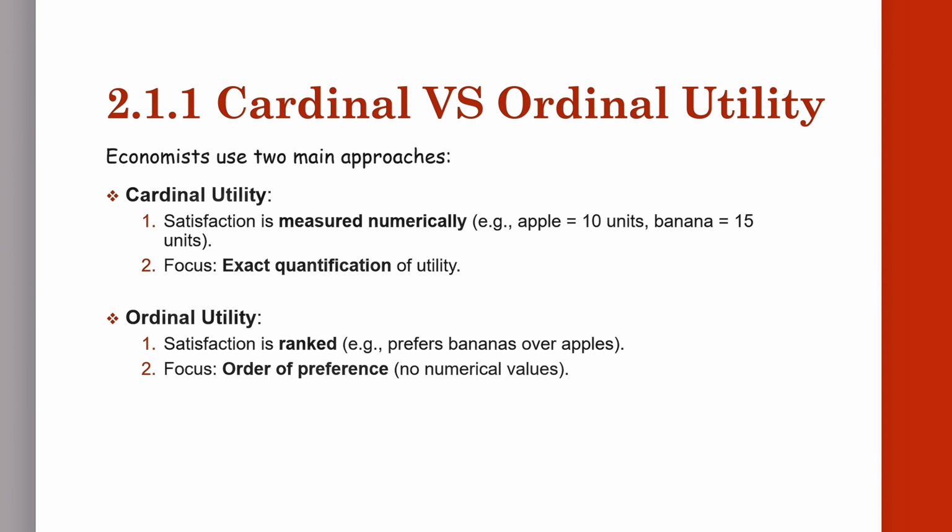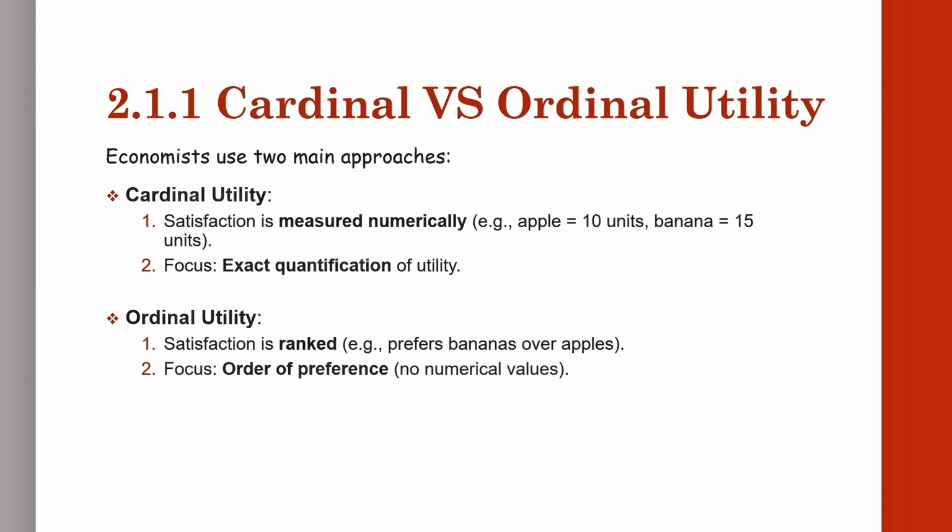However, real life is not so mathematical. That's where ordinal utility comes in. It only requires you to rank your preferences. You may say you prefer pizza over burgers, but you don't need to quantify exactly how much more you like it. Modern economics leans more on ordinal utility because preferences are subjective and hard to measure precisely.